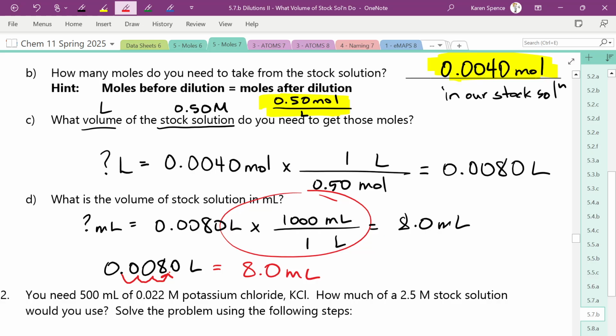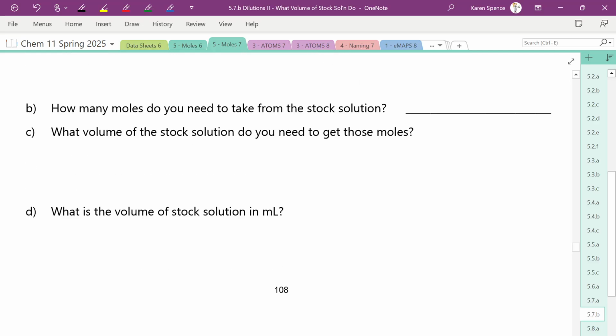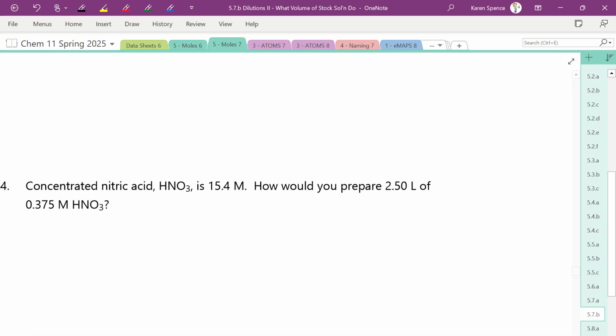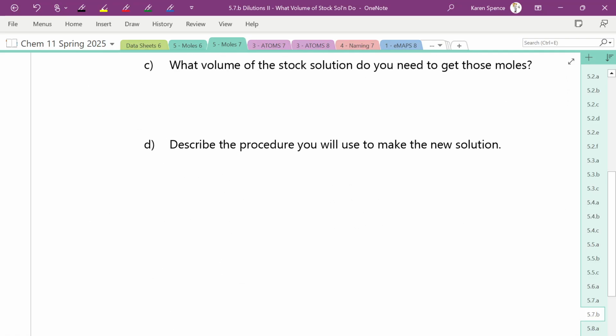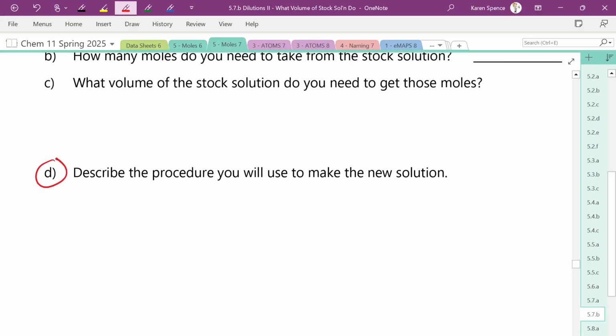And that's it. So then what you would do is you would take that 8 milliliters, you would measure it out with a pipette, you would put it into your volumetric flask, and then you would fill it to the line with water, and then you would stopper it and invert to mix. Now, that being said, when you get to question 3, there's a part D that says, describe the procedure you will use to make the new solution.